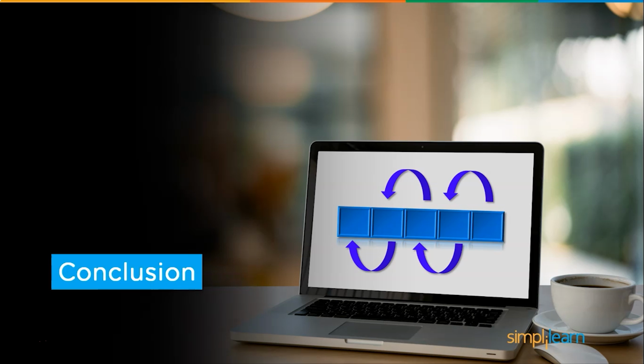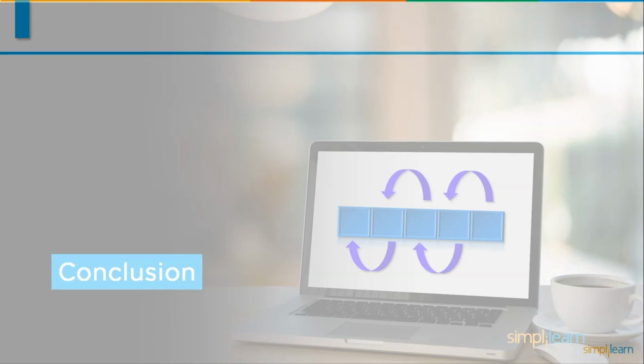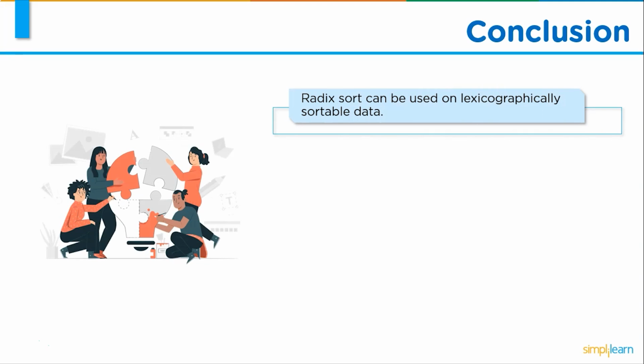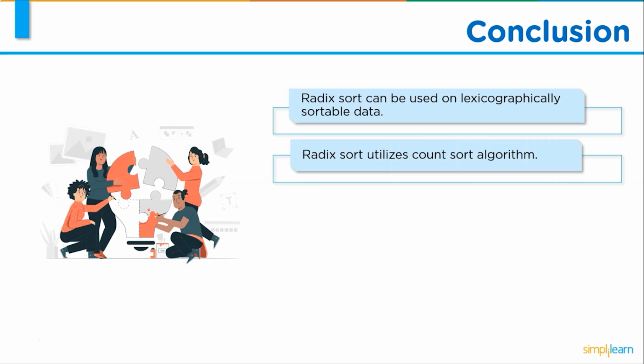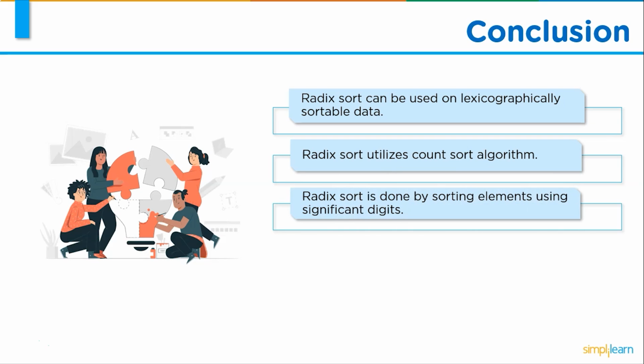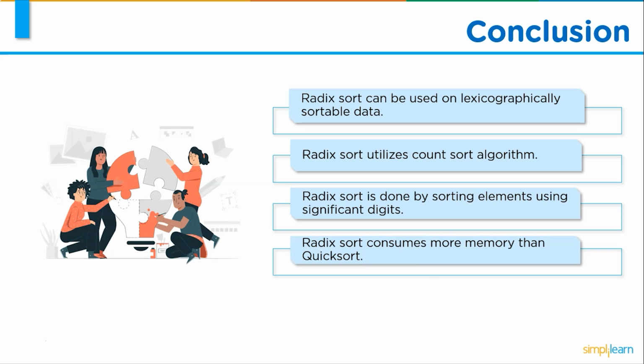At last, let's sum up what we have learned from this session. First up, Radix sort can be used on lexicographically sortable data. Next up, Radix sort utilizes the count sort algorithm. Next, Radix sort is done by sorting elements using significant digits. Finally, Radix sort consumes more memory space than quicksort.